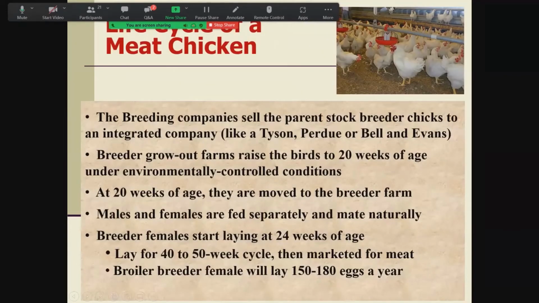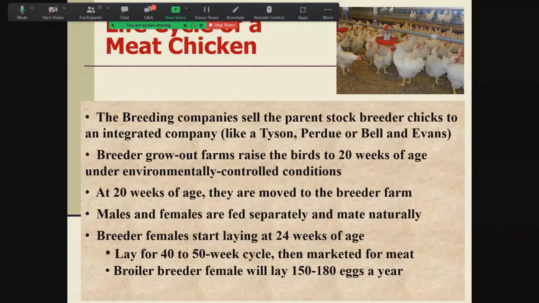Basically, like I said, they get them from the primary breeders. Their breeder grow-out farms grow them to 20 weeks. They put them in breeder farms. The males and females actually have separate feeders, so that the males can only reach the feed for them, and females can only get their head into the feeders for them. So they're fed separately for optimal production.